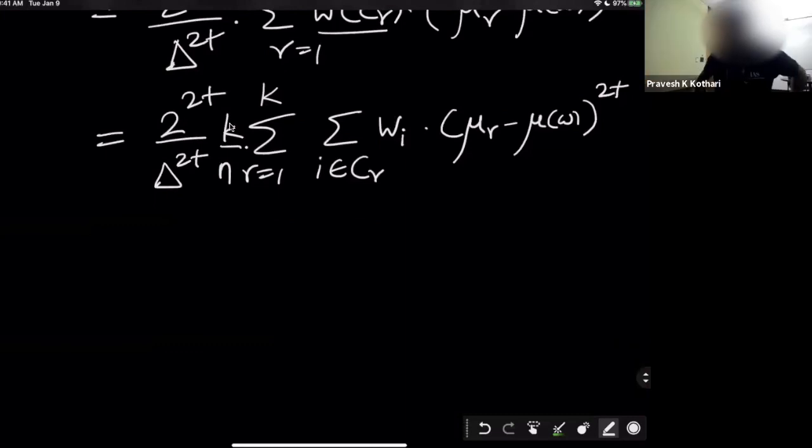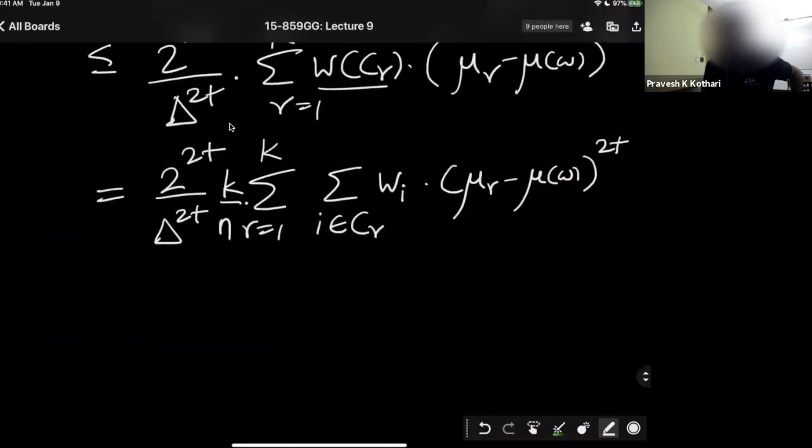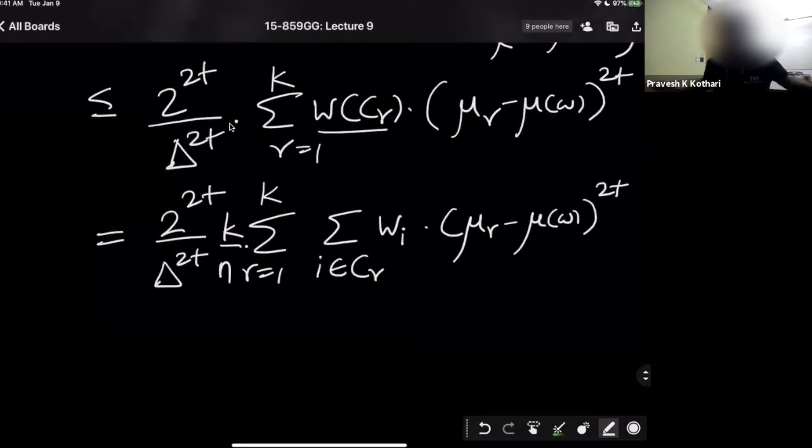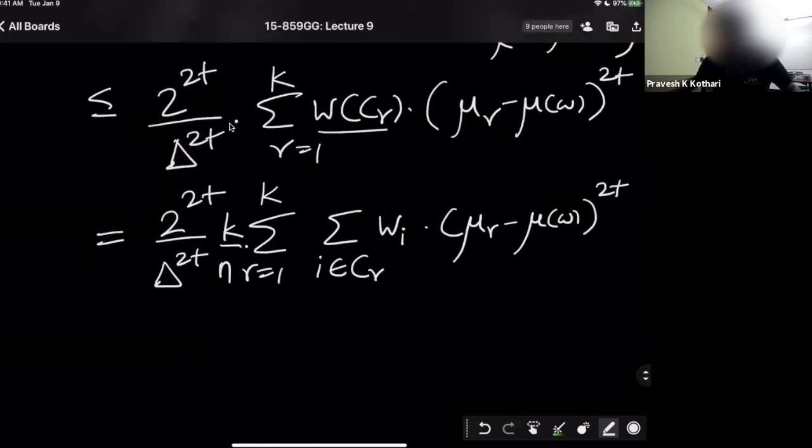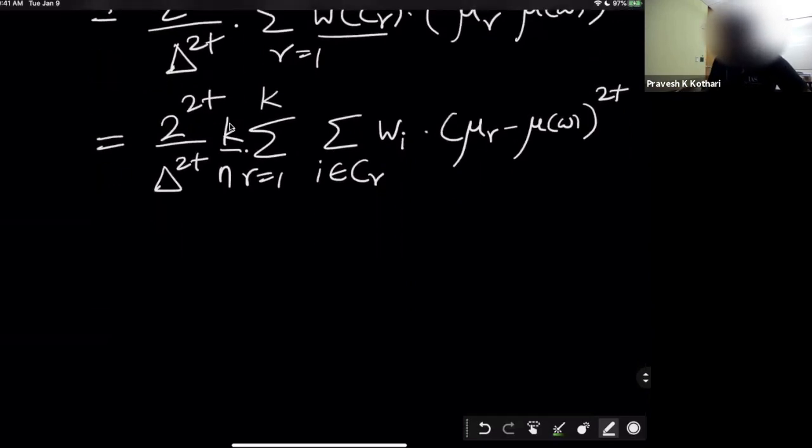So do you all agree with this massaging of the line I have, this step that I did? It's all clear, right? I just replaced w(C r) by what the definition is. Good. So now I want to just rewrite this line as a sum over all points at once.